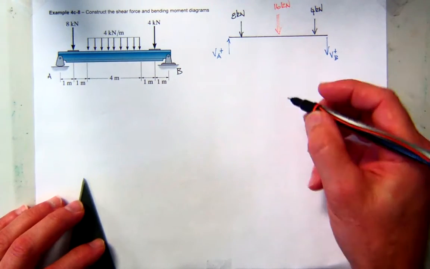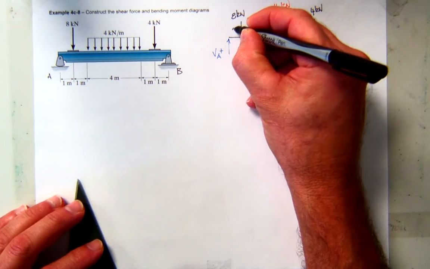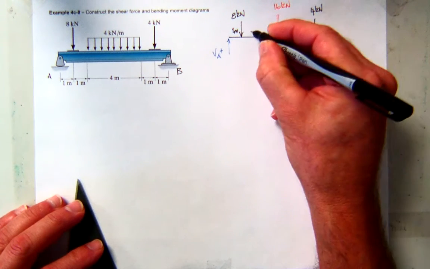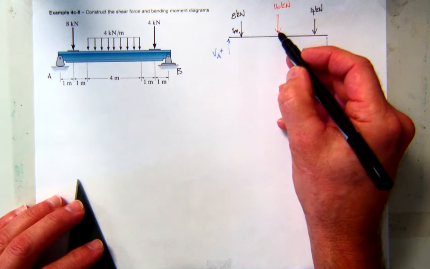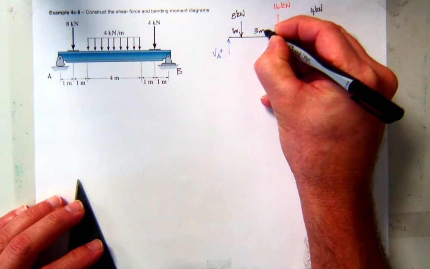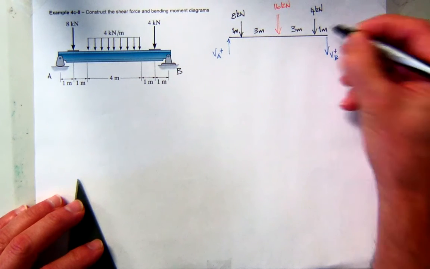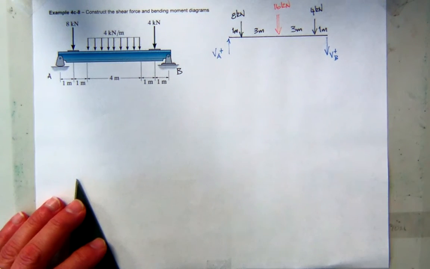So let me see if I can write these dimensions. From A, I'll have 1 meter. And then the distance from here to here should be 3 meters. Is that right? And then 3 meters. And then 1 meter. I think that's all the dimensions.